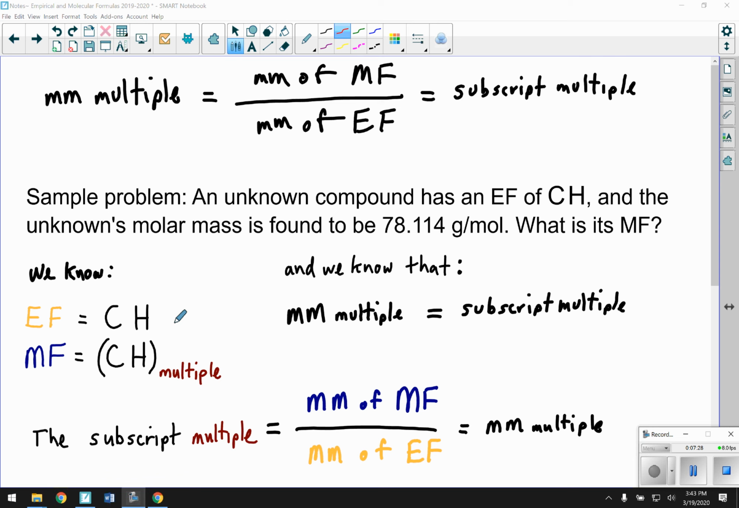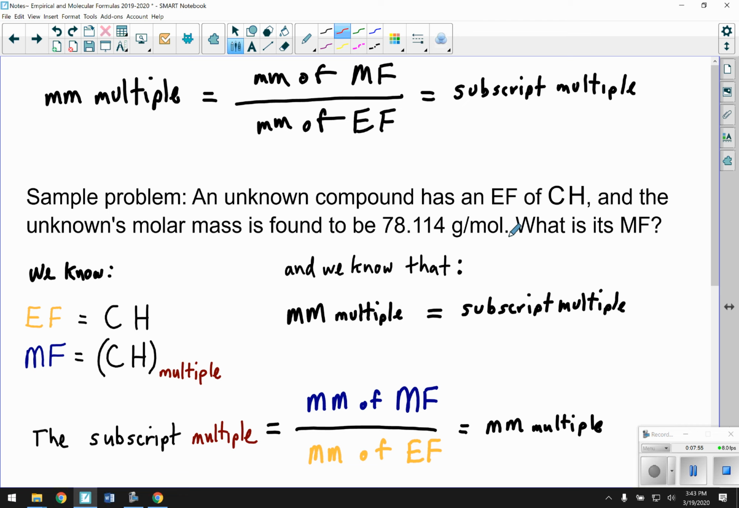An unknown compound has an empirical formula of CH. Now that unknown compound's molar mass is found to be 78.114 grams per mole. And again, this is always the molar mass of the molecular formula, and it's always available to us in this kind of problem. It turns out there are a number of ways in the lab to find the molar mass of an unknown compound. So this isn't far-fetched, okay?